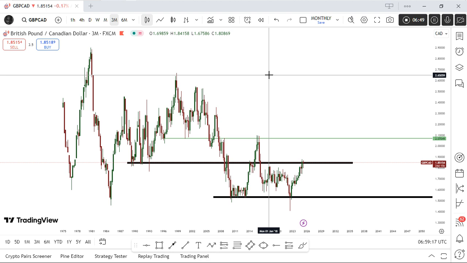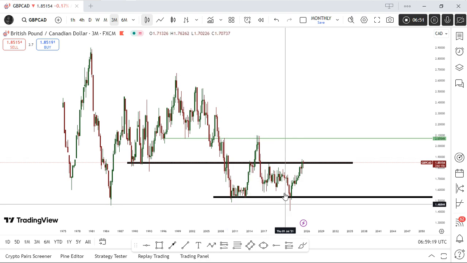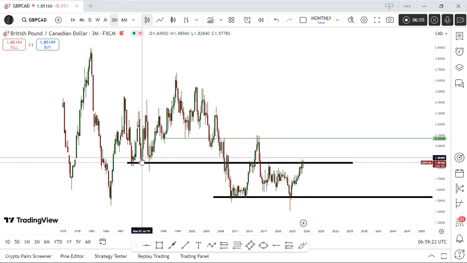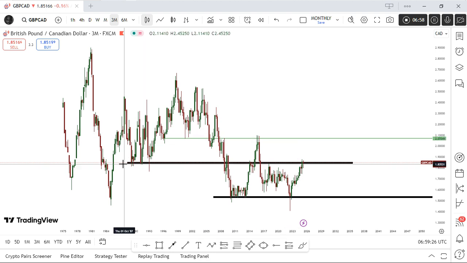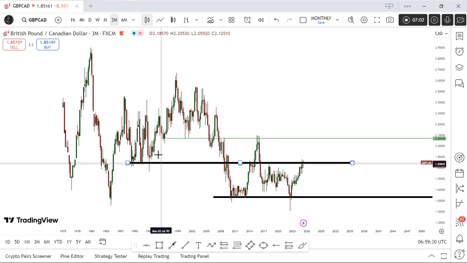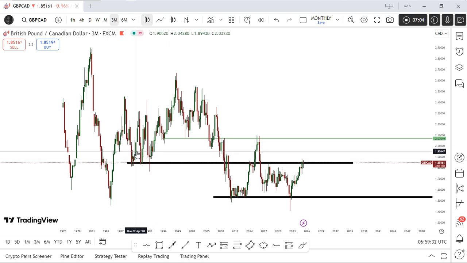Are we together now? Now, after we've seen that, we can see that when price rallied upside to this zone, there was a reaction. Why? Because this is a significant area of reaction.